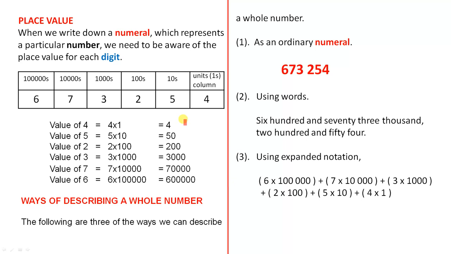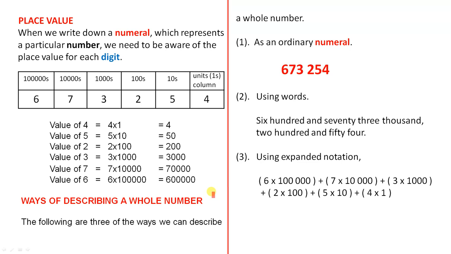So let's look at the value of 4. The value of this actual 4 here is 4 times 1, because it's in the ones column, and that's 4. The value of the 5, which is in the next column, is 5 times 10, which is 50. The value of the 2 is 2 times 100, which is 200, and so on, to give us the value of each of the digits.